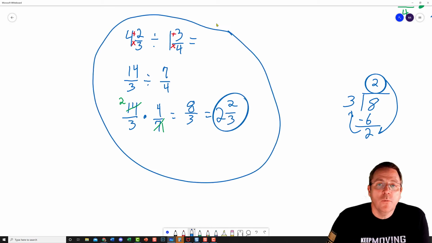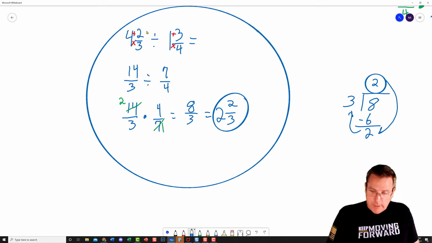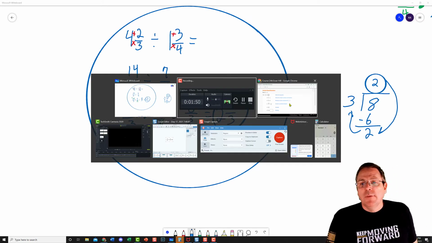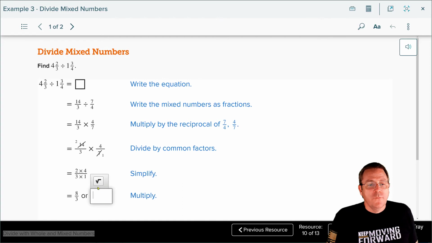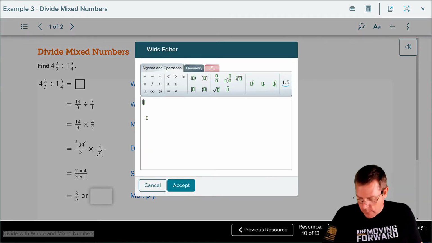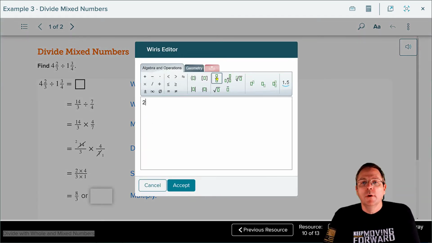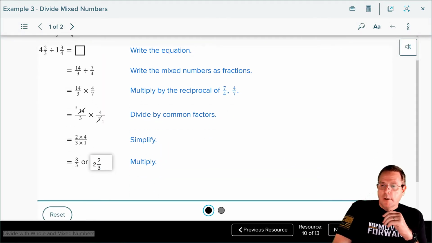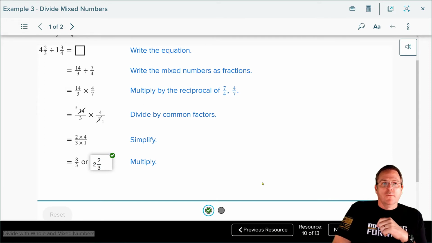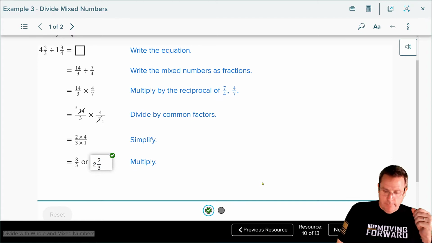This is showing your work. This is what I must see. If I see anything else, you will have done it just for fun. Now let's put on our answer. 2 2/3 over 3, accept, check, and our answer checks. Easy math. You can do this stuff, guys.